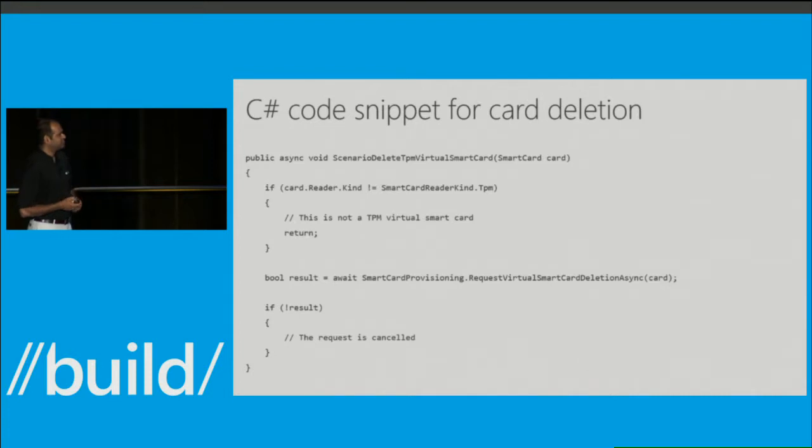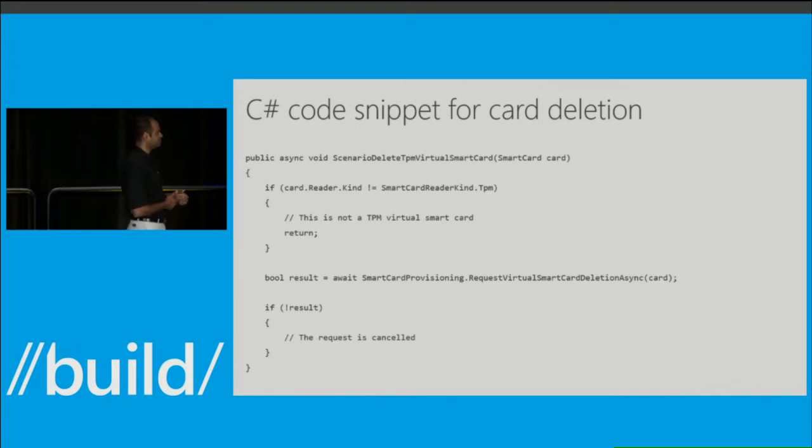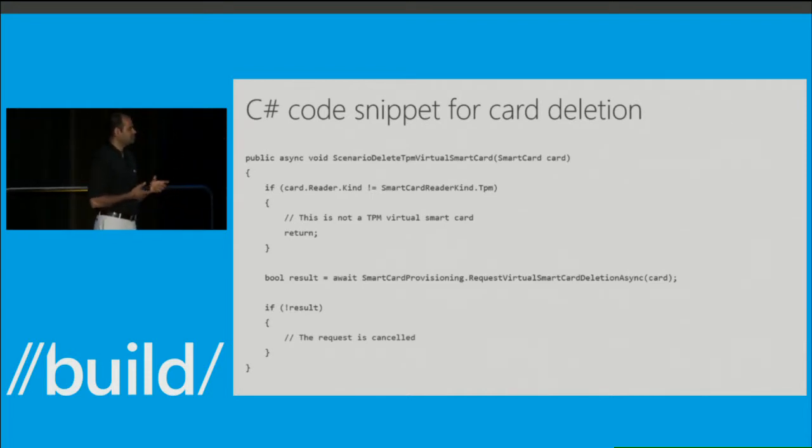So this is showing you how you can simply delete a card. Because you can have multiple types of cards on a system, some physical, some virtual, we have this attribute called the kind, which tells you whether it's a TPM smart card or not. So if it's not a TPM smart card, the delete operation doesn't make sense on it. You cannot delete a physical smart card, not in this century. But on a virtual smart card, you can call the request virtual smart card deletion async API and delete the card. The user running that app has to be administrator on the box. A standard user cannot delete smart cards.